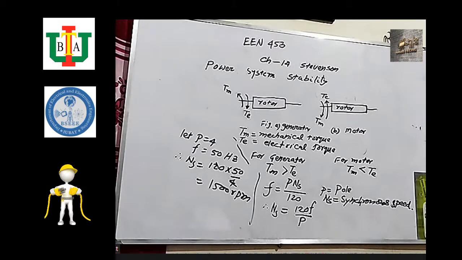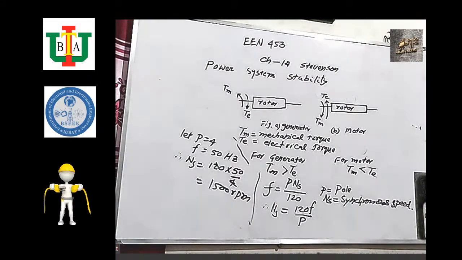Sir, there are two directions. One is the TM direction and the TE direction. Direction means, when we give a rotation to the rotor of the generator, that is TM. TM is the mechanical torque given by the prime mover, engine or turbine. TM works in the anti-clockwise direction. It is rotating the machine. That means the mechanical torque works anti-clockwise and the electrical torque works clockwise.